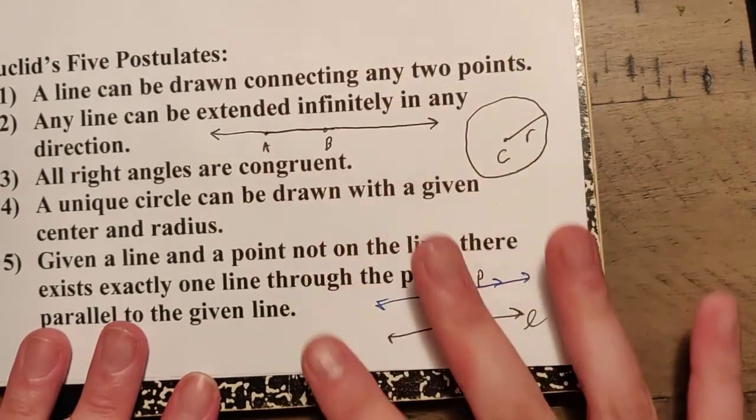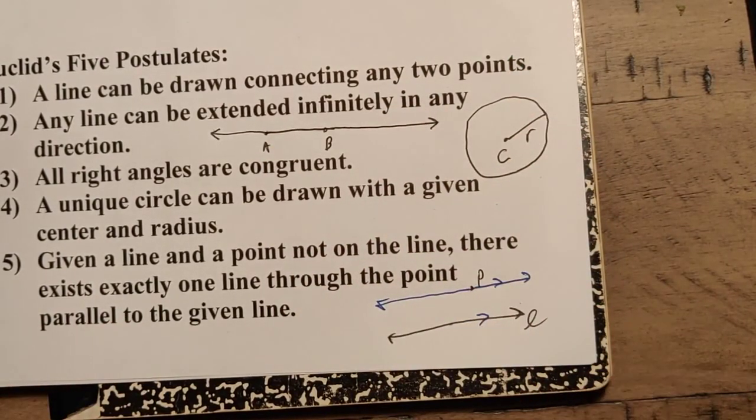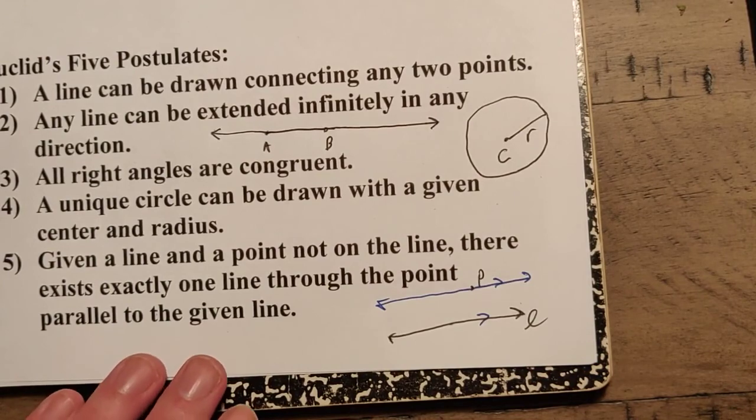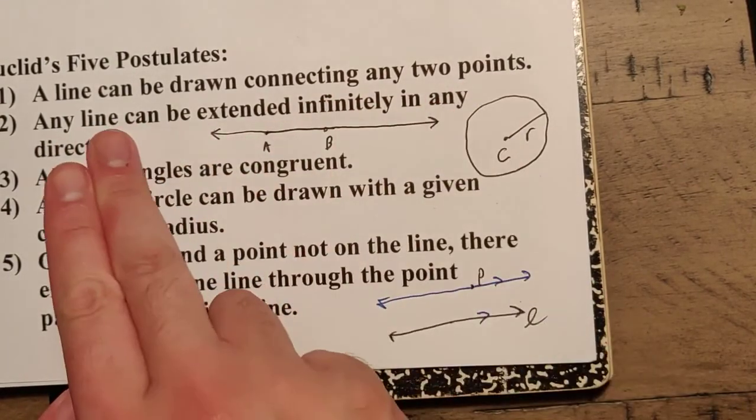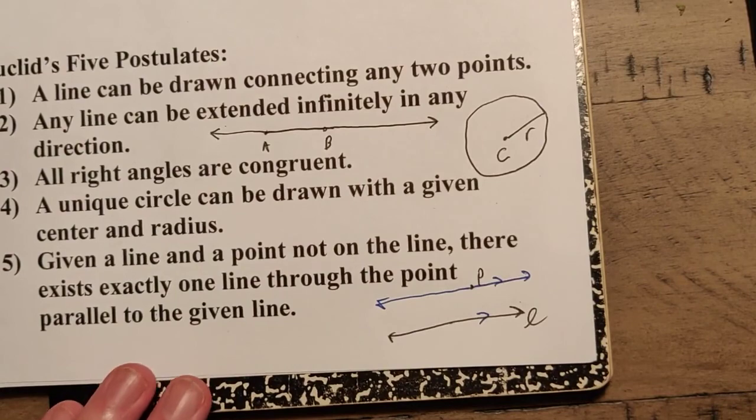So note that these postulates, again, we're going to use them, and we can just simply cite them by how we say them. So we can just say a line can be drawn connecting any 2 points, and things like this. We're going to be using these postulates here, okay?